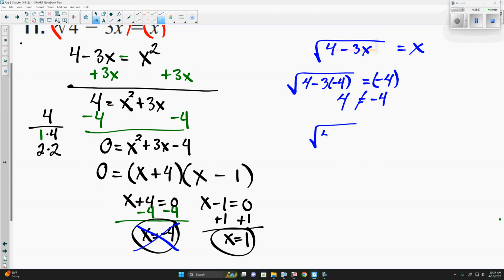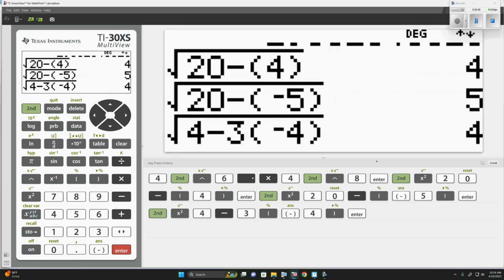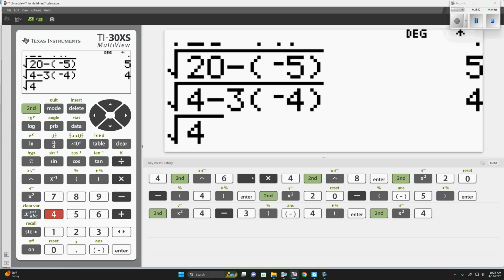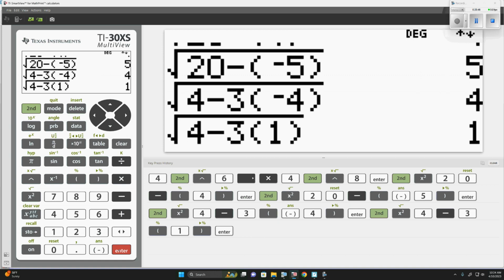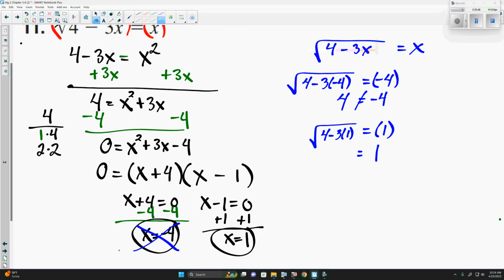We can do the same thing with 1. 4 minus 3 times 1 is equal to 1. Well, the right-hand side is just going to be 1. The left-hand side, we can check and say the square root of 4 minus 3 times 1, which is 1. 1 is equal to 1, it works. So the one solution that does work is just x equals 1. Questions on any of this here?